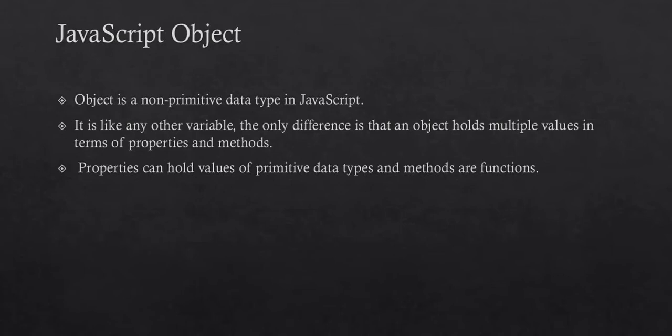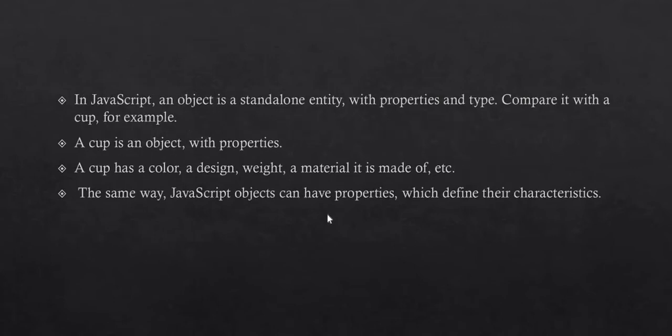I told you the difference between primitive and non-primitive. In non-primitive, the values are not changed. Primitives are strings, numbers, etc. In JavaScript, an object is a standalone entity with properties and type.